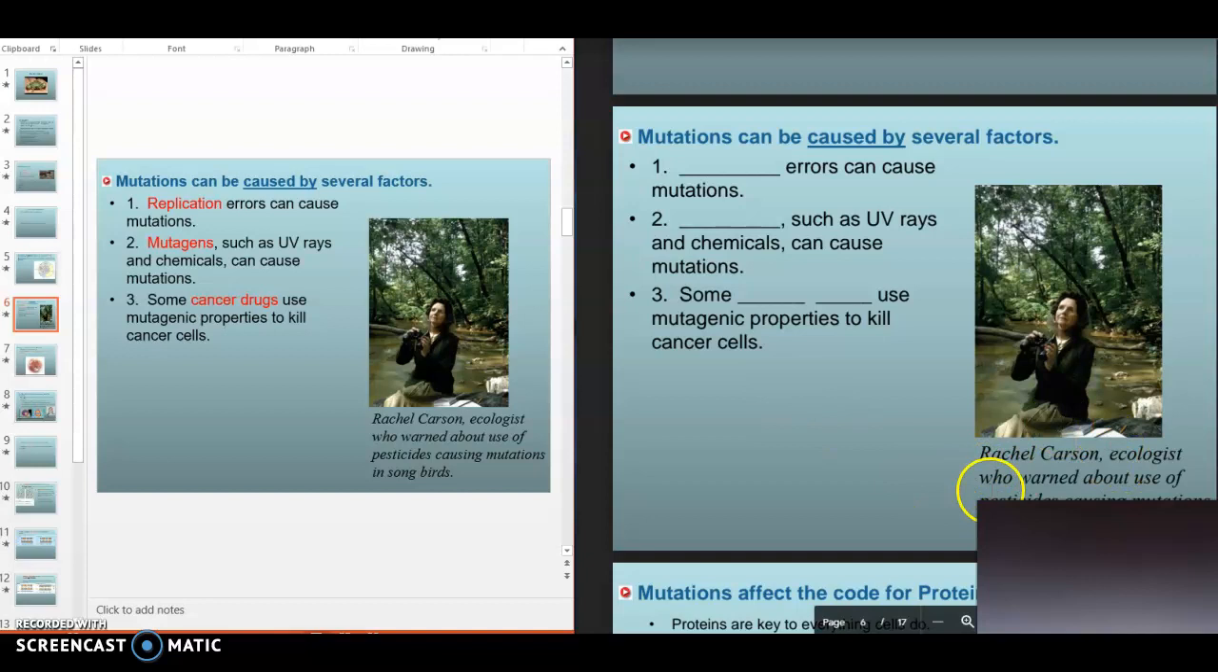Okay, so I explained Rachel Carson here. And it says that she was an ecologist who warned about the use of pesticides causing mutations in songbirds. And so why is she sitting here next to a creek? And she's in this riparian zone, which is basically where trees and foliage is next to a river. Why would she be sitting there? Okay, she's looking at songbirds, but we as humans don't traditionally go spraying pesticides in these areas. So where's the pesticide coming from?